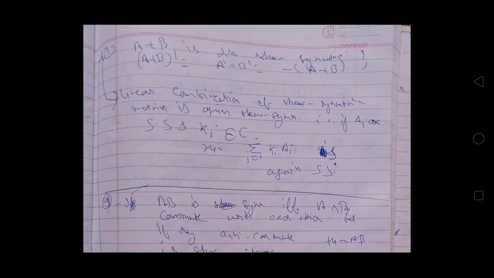So transpose of A plus B will be equal to transpose of A plus transpose of B, which will be further equal to minus A plus B, because A and B are skew symmetric, each given. Now linear combination of skew symmetric matrices is again skew symmetric. That is, if Ai are skew symmetric and Ki belongs to complex numbers, then summation over i from 1 to n Ki into Ai is again skew symmetric.